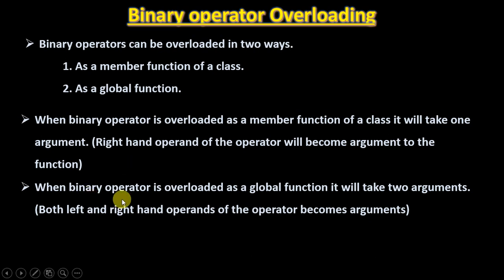In the same way, when we are overloading a binary operator as a global function, it will take two arguments, because global functions need not be invoked with the help of any object. So both the left and the right hand side operands will become arguments to that function.